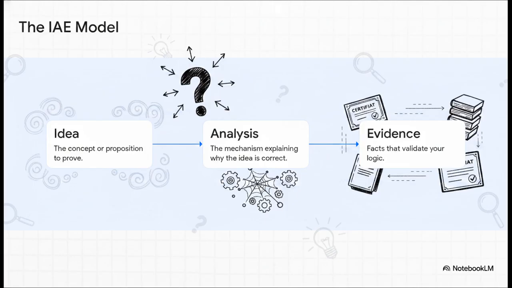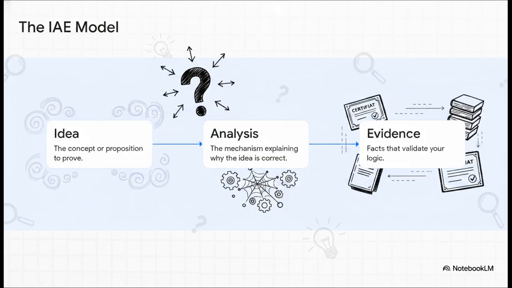Now, the absolute crucial point here is that middle step, the analysis. The guide heavily emphasizes that you must relentlessly ask why. Why does your proposal lead to a good outcome? Why is that outcome even important? You have to mechanically map out those logical links before you ever resort to giving evidence.